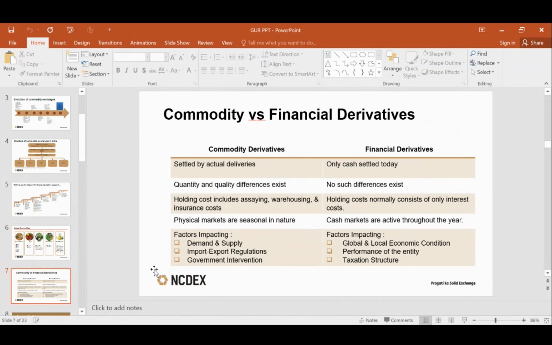In commodity markets, physical markets are seasonal in nature, whereas financial cash markets are active throughout the year. Commodity derivatives markets are impacted by the demand and supply of the commodity, by export-import regulation, and by the intervention of government in that commodity's value chain and trade. Whereas financial derivatives markets are influenced by economic conditions, the performance of the entity, or the taxation structure followed in a country.